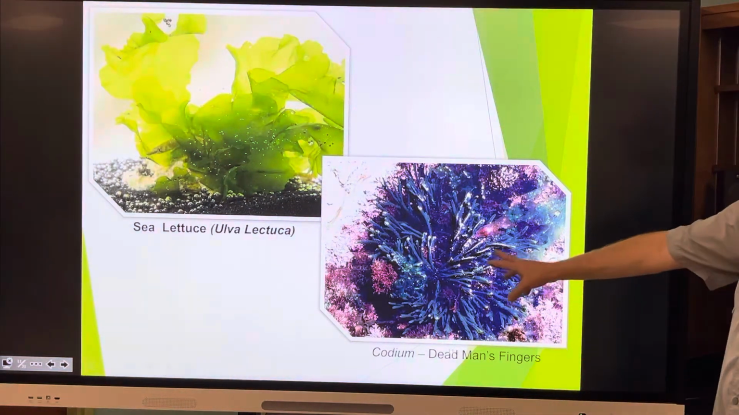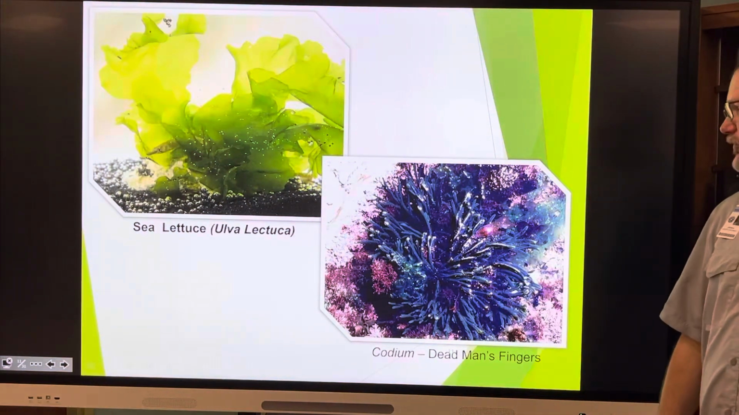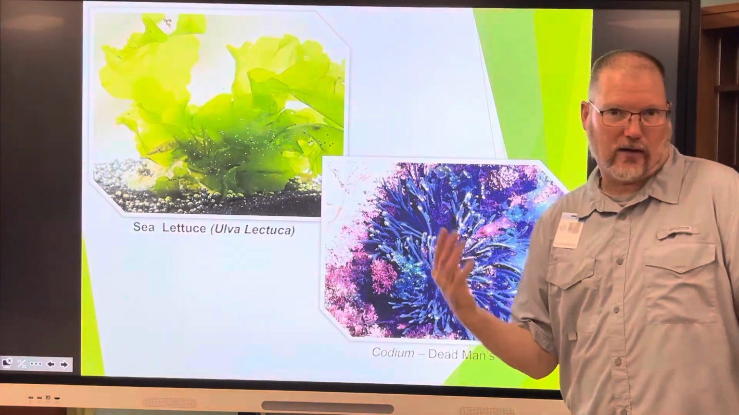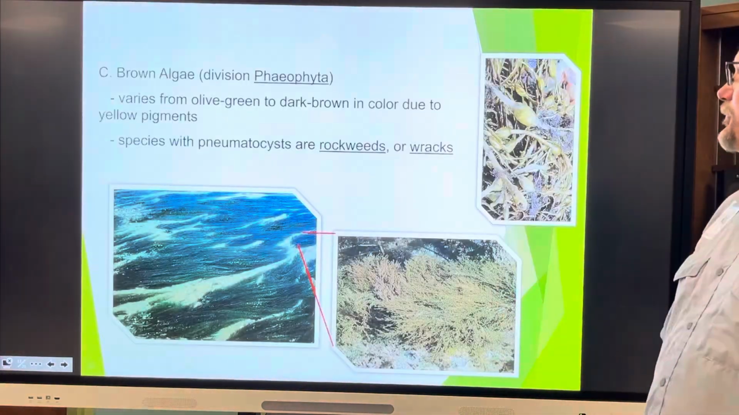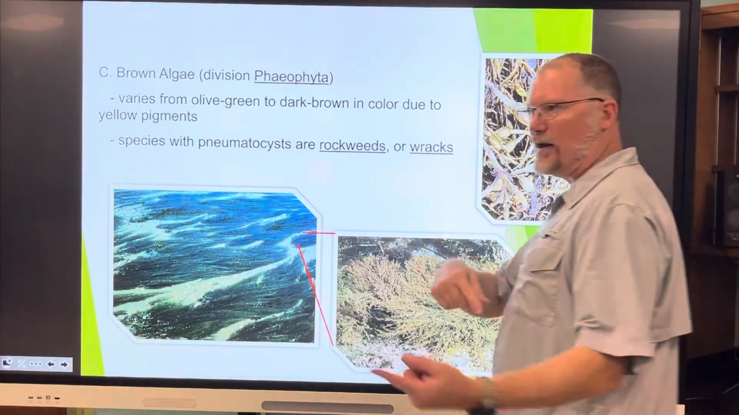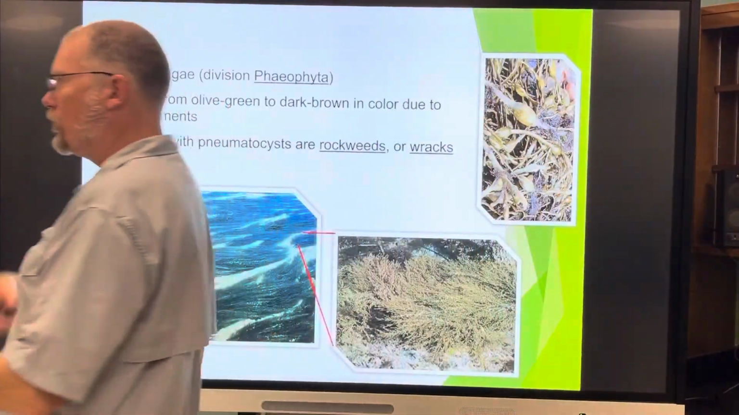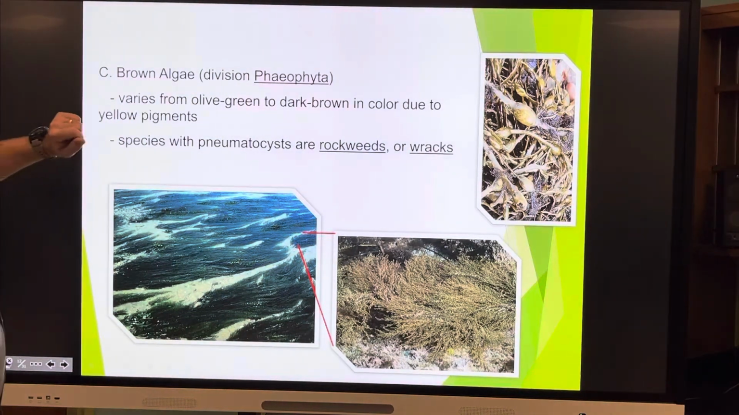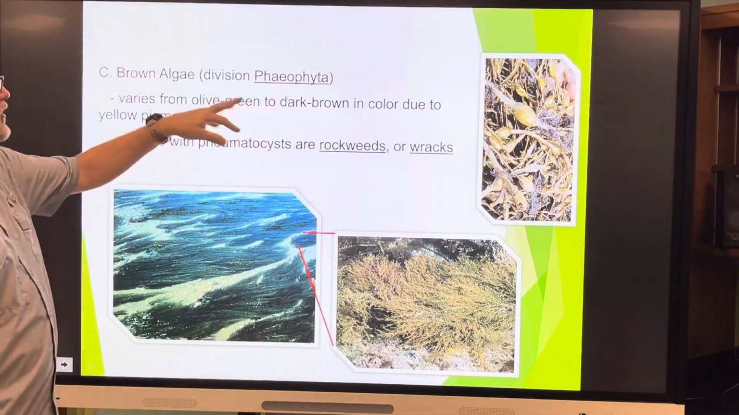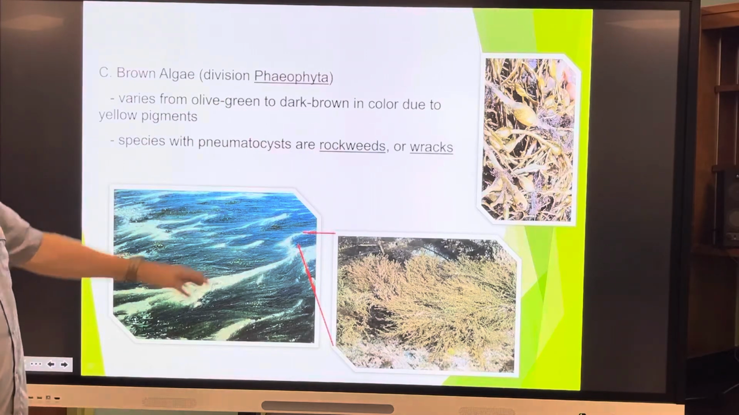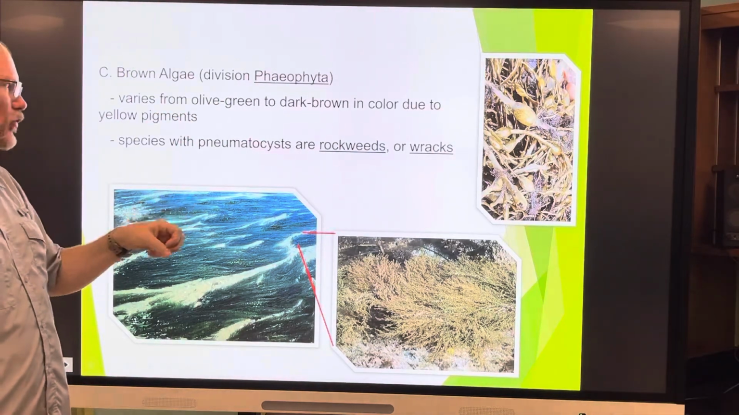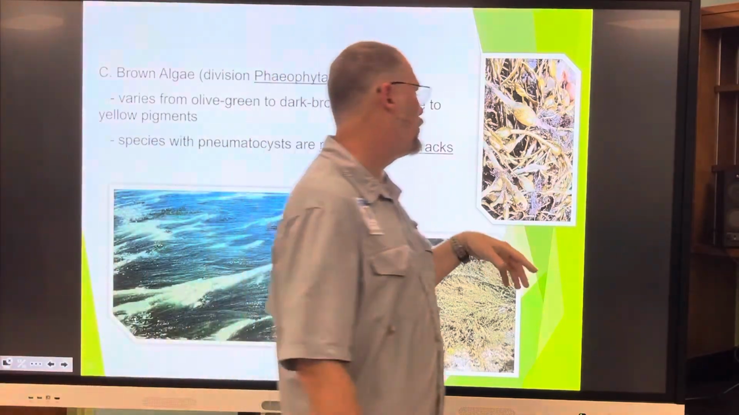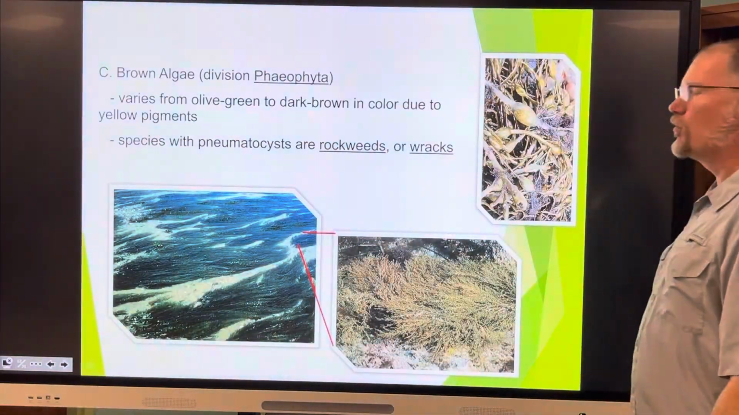And this is a seaweed called dead man's fingers. Because I guess when it's laying there, someone named it that at one time in its existence. Brown algae, so we have green algae, brown algae, and then we have one more color after that. Brown algae are called Phaeophyta. They range from olive green to dark brown because of their yellow pigments. Remember the carotenoids. Species with pneumatocysts are called rockweeds or wracks.